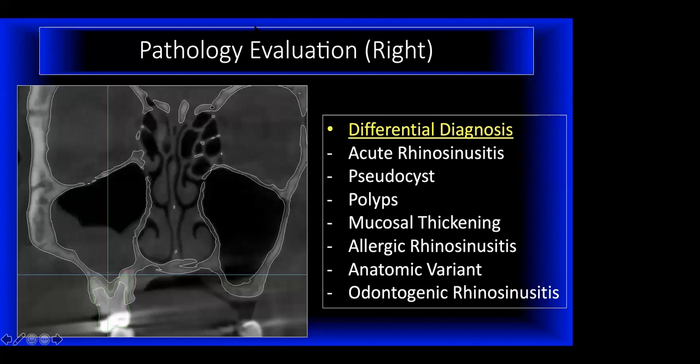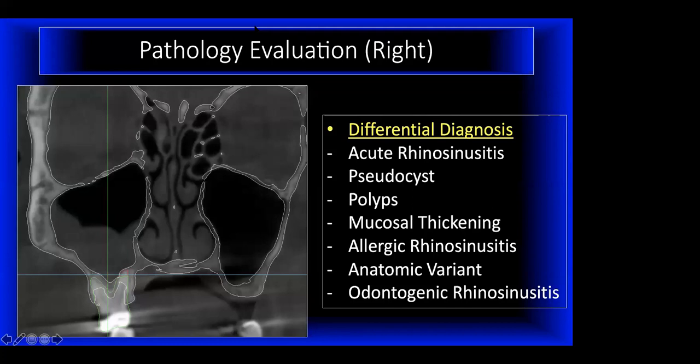So if we look at acute rhinosinusitis, it could be, but most likely an acute rhinosinusitis has an air fluid level, meaning the gray area would be a lot more dense because it's pus. The patient would be symptomatic. This patient's not symptomatic, and it's not that dense. A pseudocyst, it could be a pseudocyst, but usually a pseudocyst is only on the floor. You can see this thickening goes onto the medial and the lateral walls. So it's most likely not a pseudocyst.